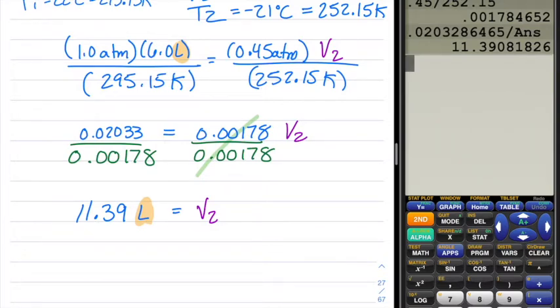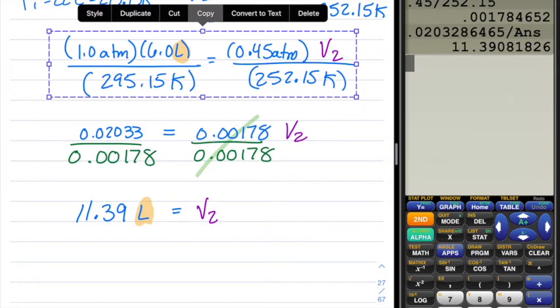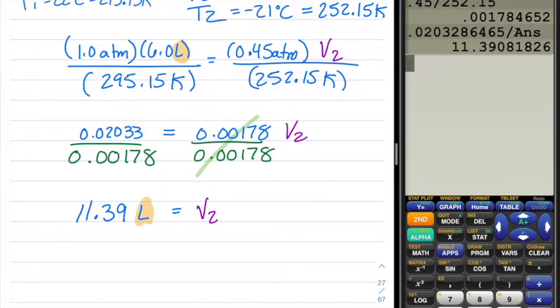What I did to get V2 alone is that I multiplied both sides by 252.15 K over 0.45 atm, and then I crossed out atm, I crossed out K, and then I was left with L. Once V2 was alone, I just did the multiplication, and I ended up with 13.3 repeating. Okay, so let's give that a try.